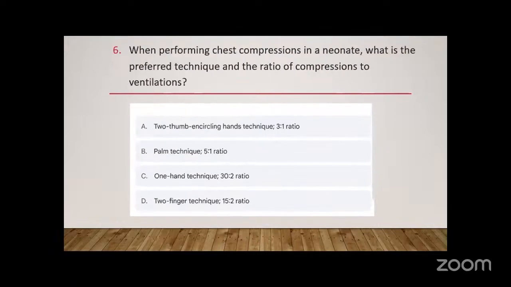When performing chest compressions in a neonate, what is the preferred technique and the ratio of compressions to ventilation?